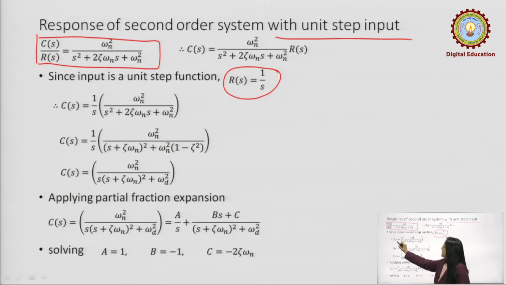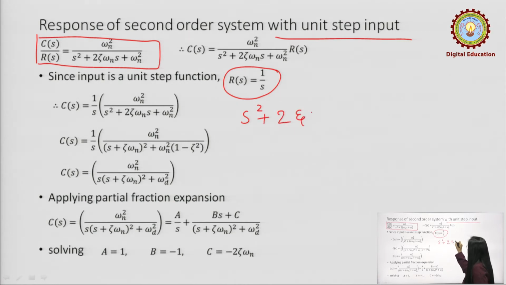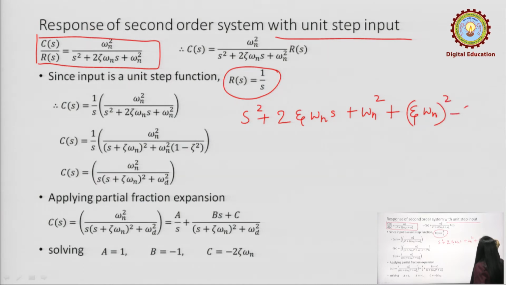Therefore, applying this to the second order transfer function, with R of s replaced by 1 upon s, the output C of s is equal to 1 by s times omega n square upon s square plus 2 zeta omega n s plus omega n square. To this, we have added plus zeta omega n the whole square minus zeta omega n the whole square.